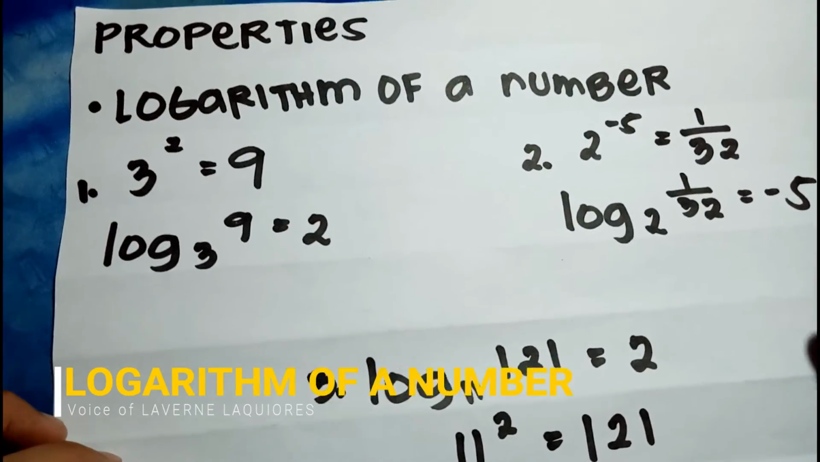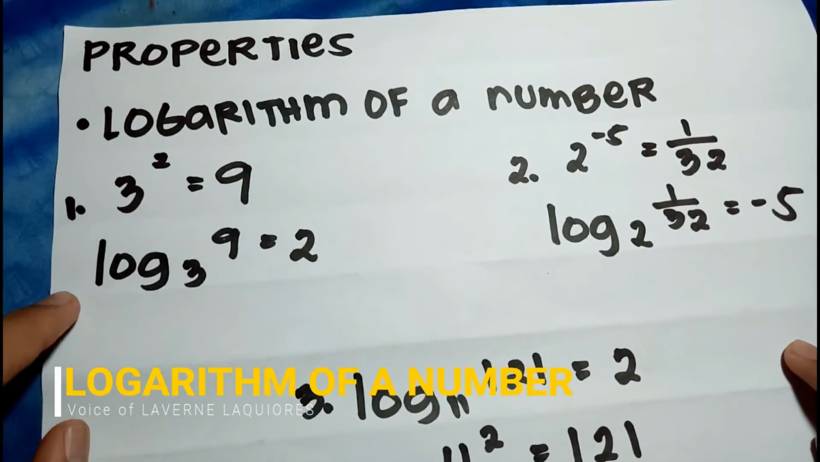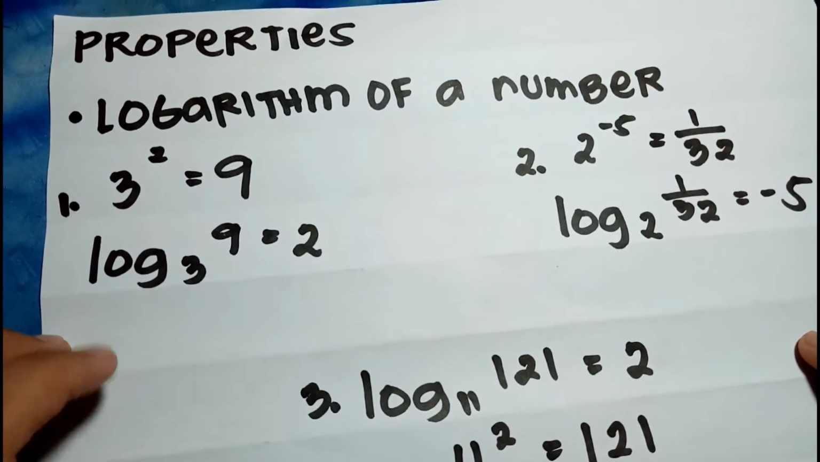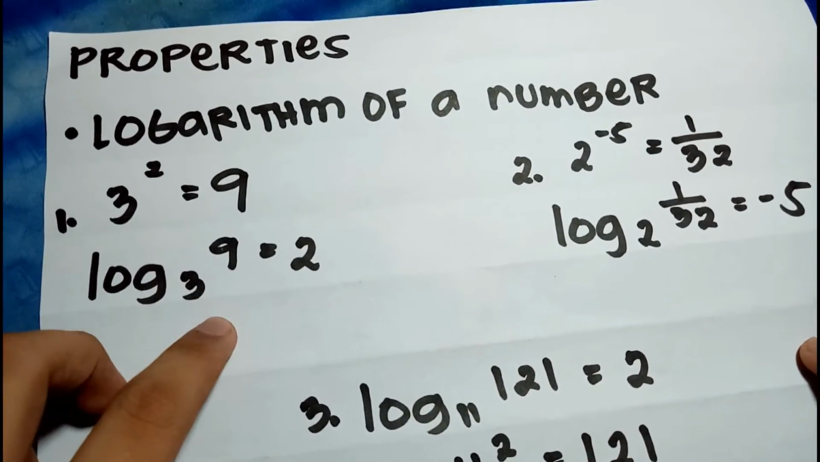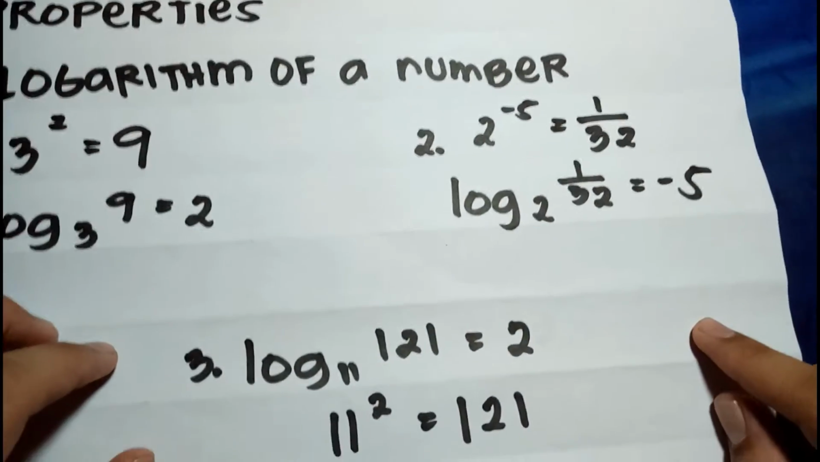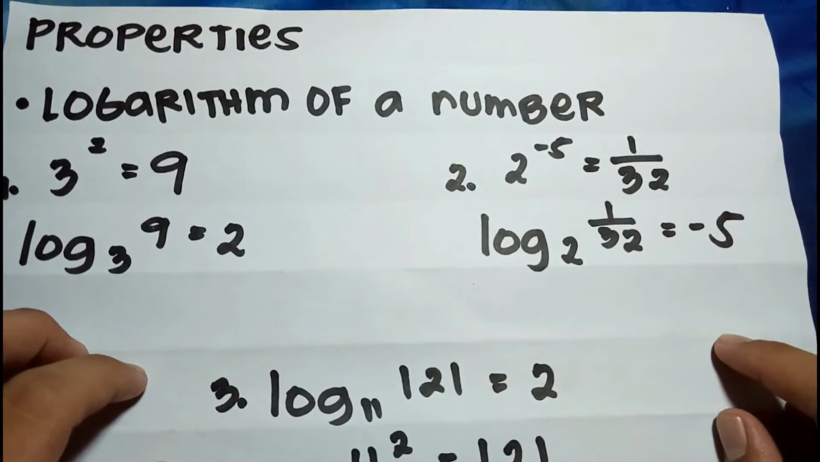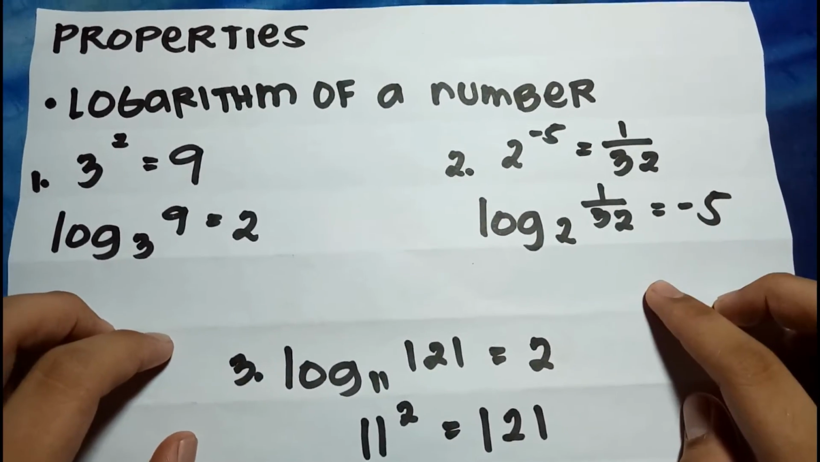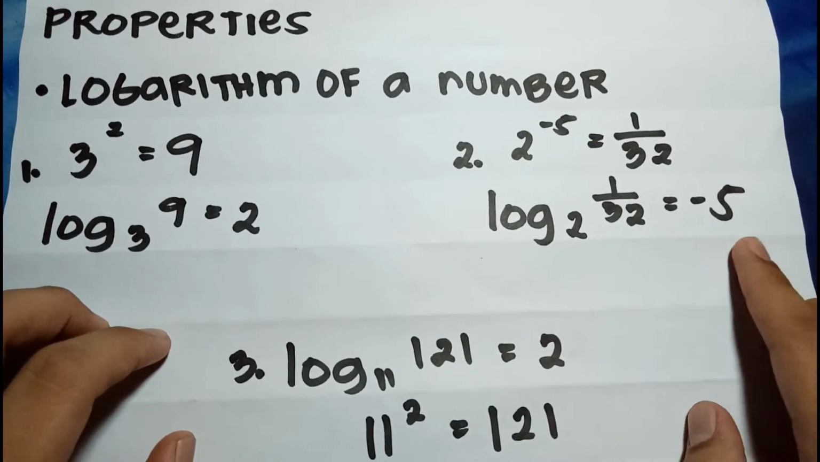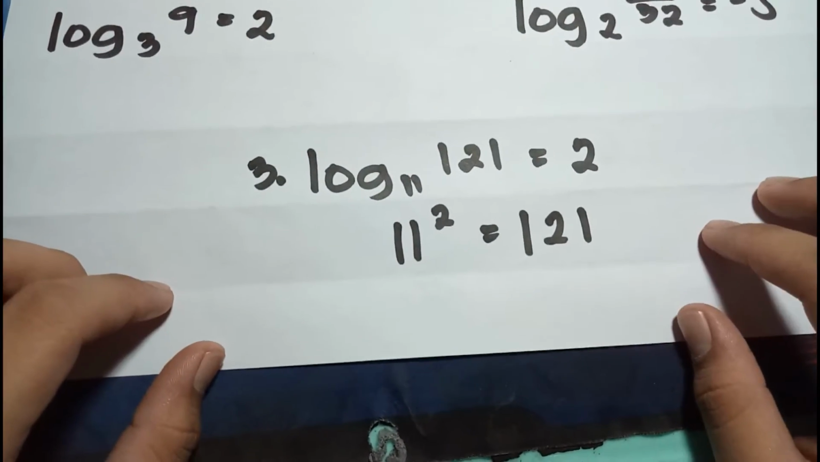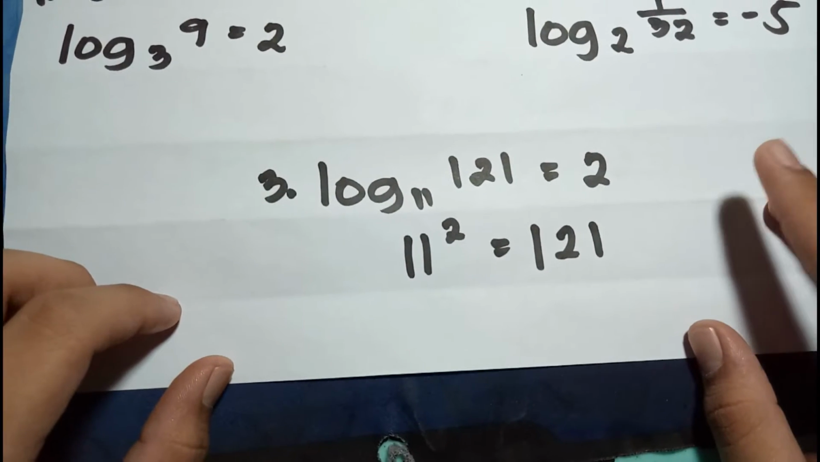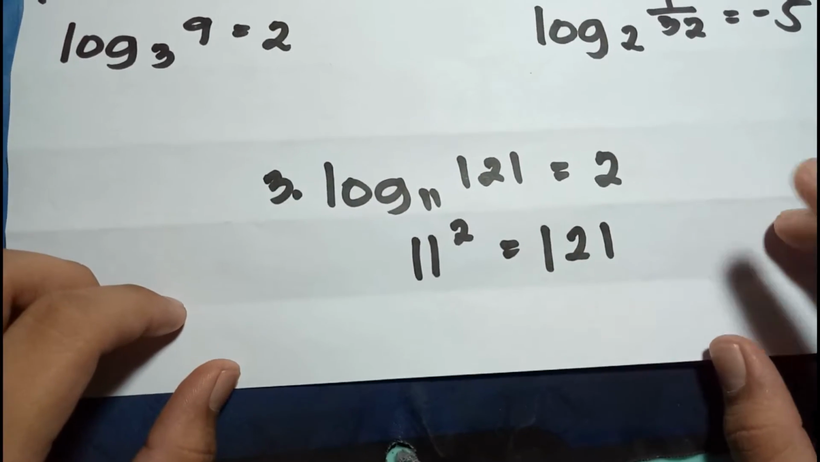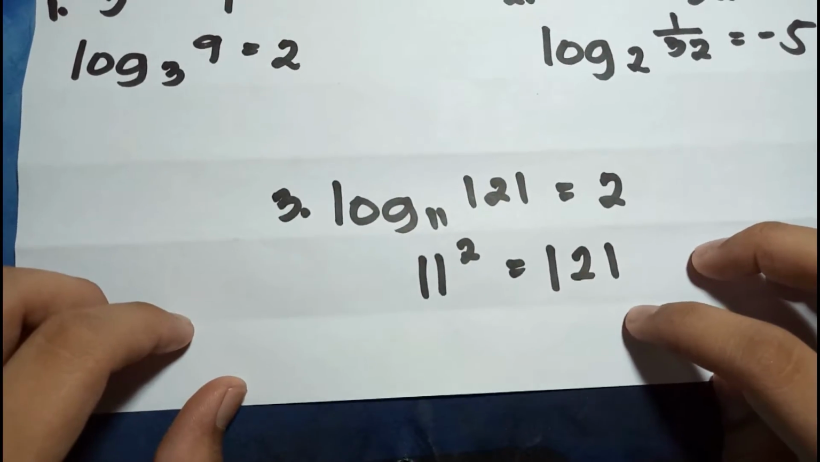The first property is logarithm of a number, as you can see in there. Number 1 is 3 squared is equal to 9. It can also be read or written as logarithm of 9 base 3 is equal to 2. The second one, 2 raised to negative 5 is equal to 1 over 32. It can also be read as logarithm of 1 over 32 base 2 is equal to negative 5. Get it? The third one, logarithm of 121 base 11 is equal to 2. It can also be read as 11 squared is equal to 121.